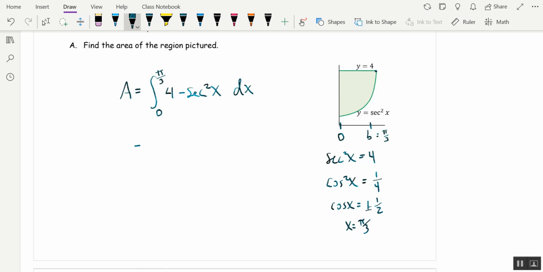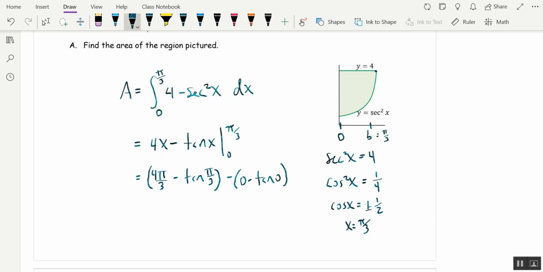Okay, so now let's integrate. Drop the integral sign. This is equal to 4x minus an antiderivative of secant squared x. Well, the derivative of tangent is secant squared. So tangent x, straight bar, 0, pi over 3. So this is equal to 4 pi over 3 minus tangent of pi over 3, all minus 0 minus tangent 0. Now, tangent of 0 is 0, so this whole expression in the parentheses is 0, and our final answer is 4 pi over 3 minus root 3.